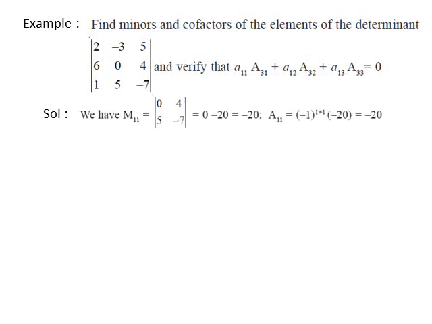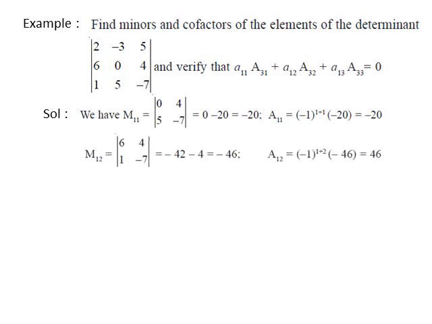Here we have M11 equals minor of element a11, which is equal to the determinant obtained by deleting first row and first column in which a11 equals 2 exists. So M11 equals the second order determinant with elements 0, 4, 5 and minus 7. Value of this determinant is minus 20. So minor M11 equals minus 20. For cofactor a11, multiply M11 by position sign of element a11, that is plus 1. So cofactor a11 equals minus 20.